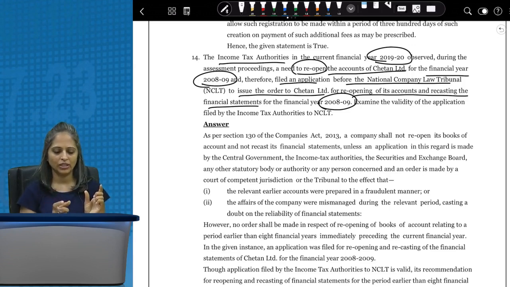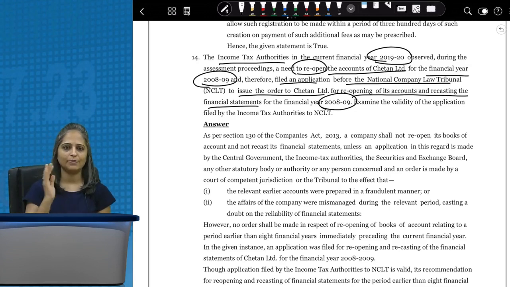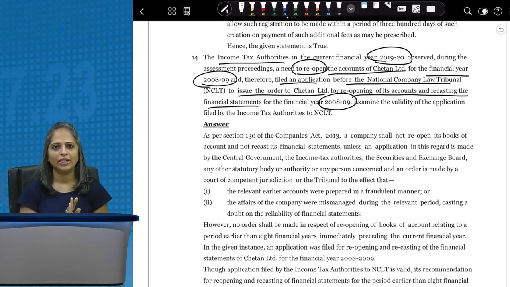We are talking about the year 18-19. So 8 years is 16-17, but we are already in 19-20. So 8 years have already expired. And now in 19-20, even though the application to NCLT is a correct application, it cannot reopen the accounts because the period of 8 years from the end of the financial year has expired.